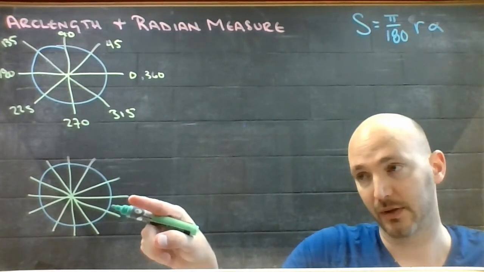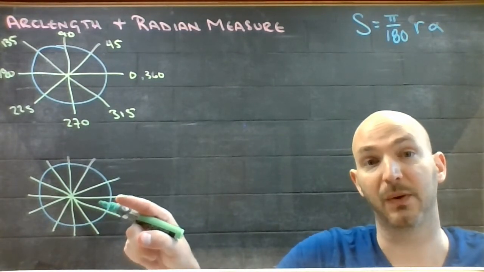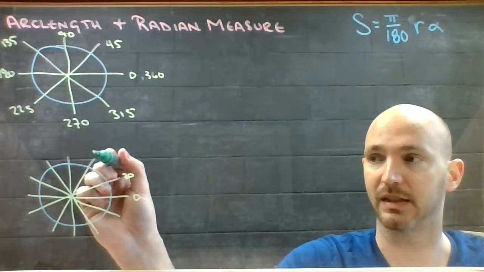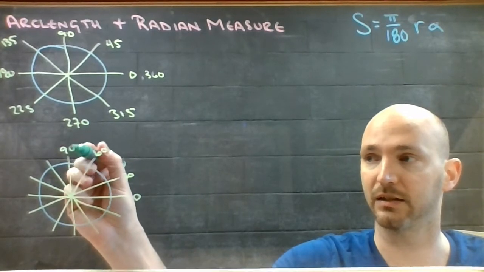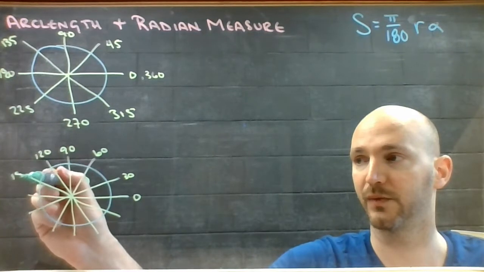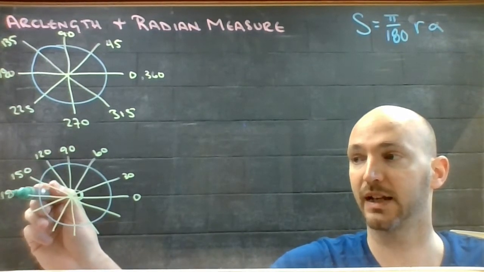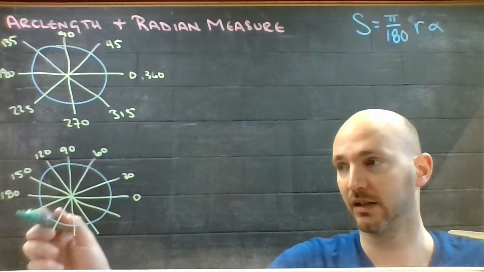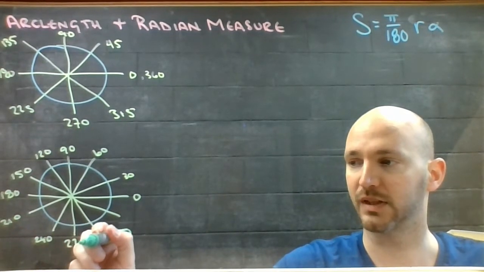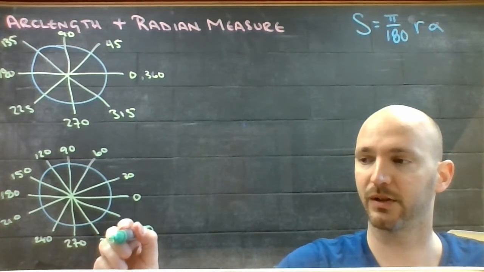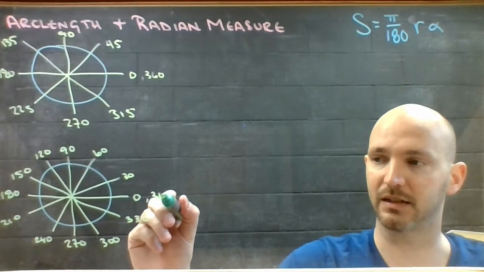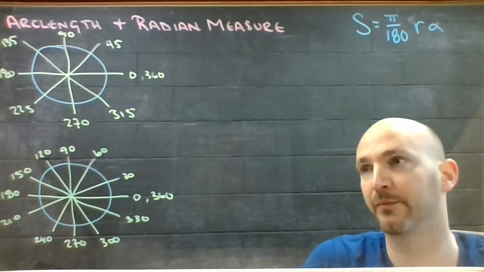On this one, I'm going to cut the circle up into 30-degree wedges. So if I start here, 0, then 30, then 60, then 90, then 120, 150, 180, which landed at halfway, so that's good. 210, 240, 270, 300, 330, and 360, which is full circle, so that's good.